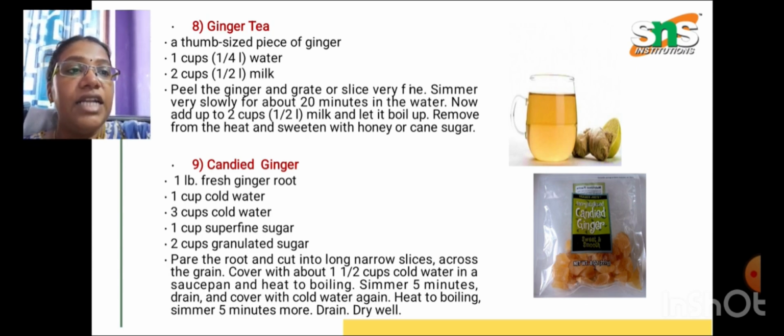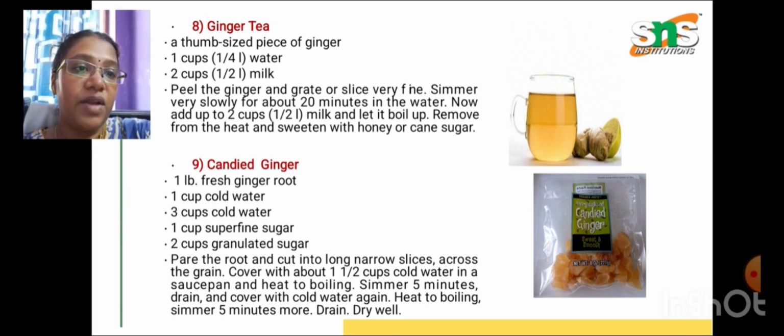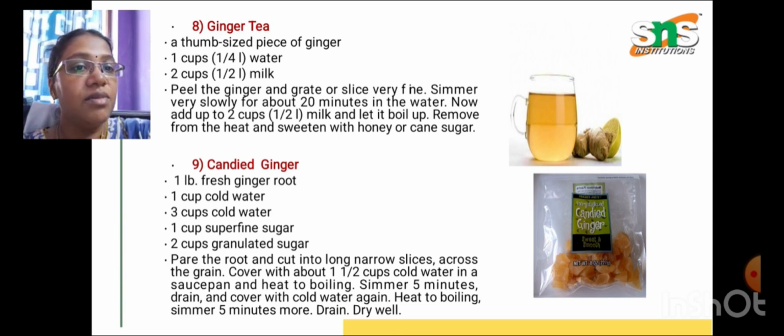And candied ginger. Candied ginger is made by taking one fresh ginger root, 3 cups of cold water, and 1 cup of superfine sugar, and 2 cups of granulated sugar. So how they prepare it is they take the root and cut it into long narrow slices across the grain, cover with about 1.5 cups cold water in a saucepan and heat to boil. After simmering for 5 minutes, they cover with cold water again and then simmer for 5 more minutes and drain them well, so we get candied ginger.